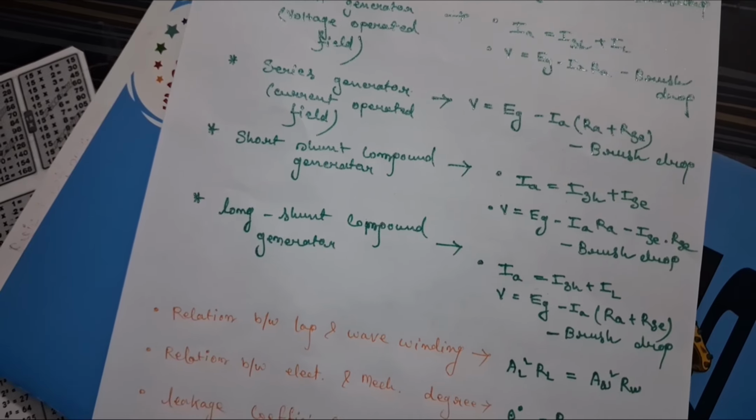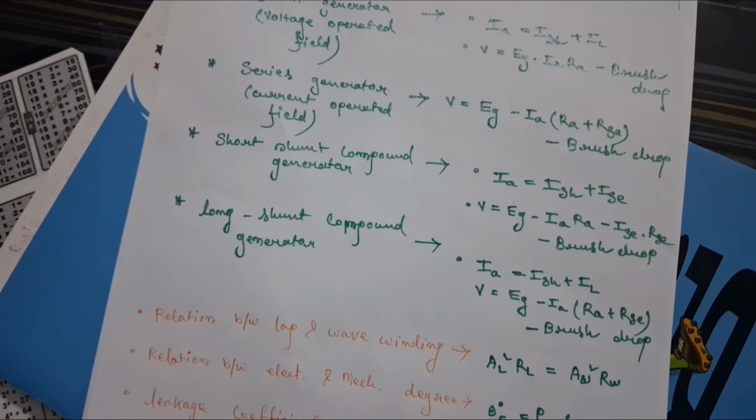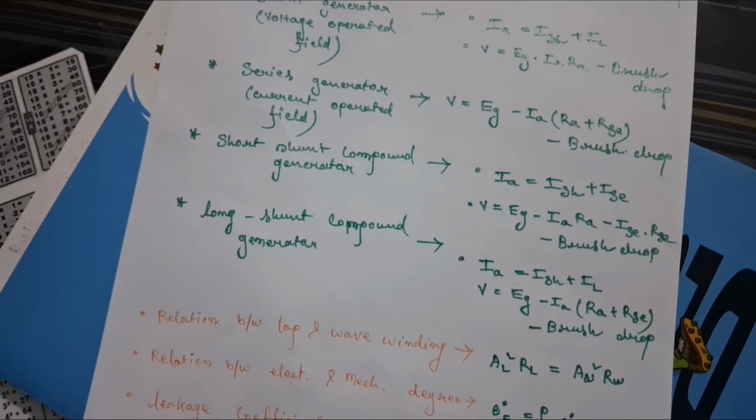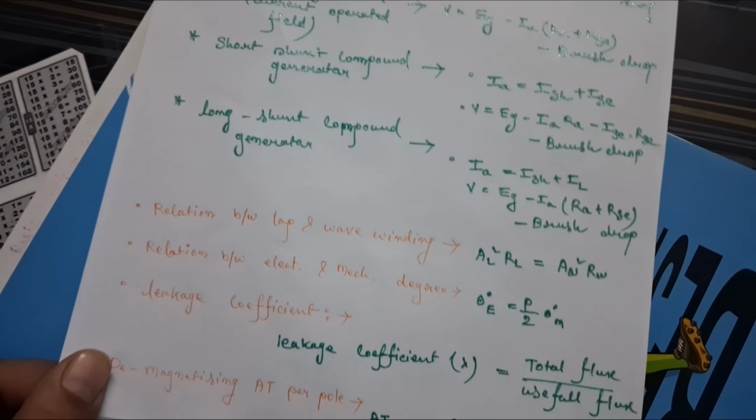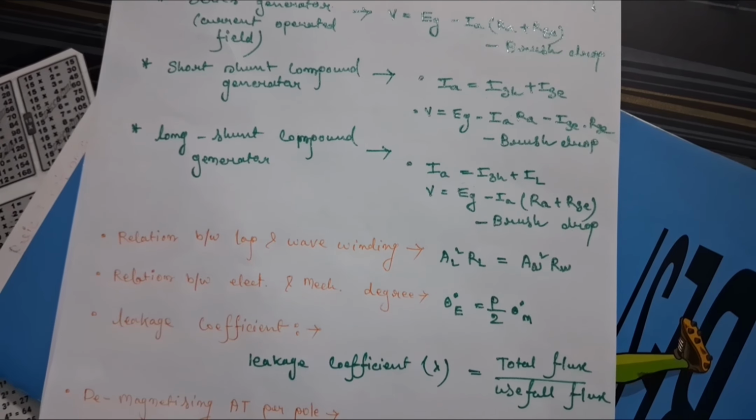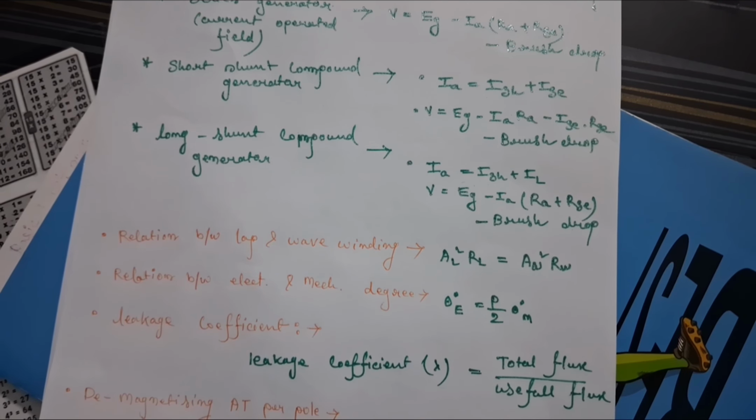Next, you have to remember the relation between electrical and mechanical degree. Electrical degree theta is equal to P by 2 into theta m. Here P is number of poles. Next, you have to remember the formula of leakage coefficient. Leakage coefficient lambda is equal to total flux by useful flux.